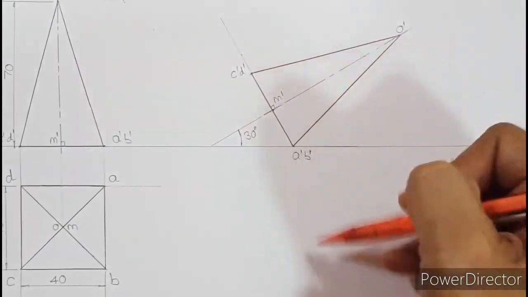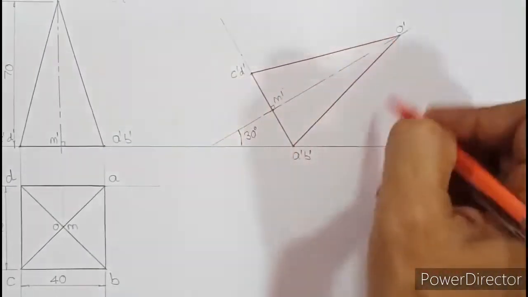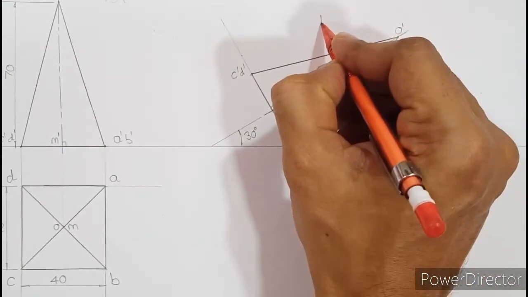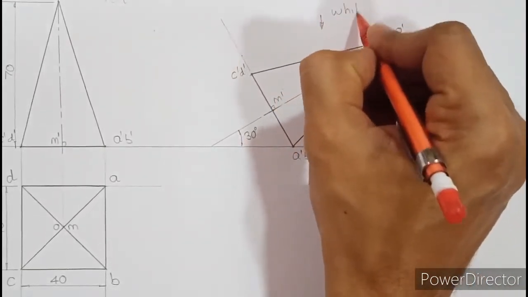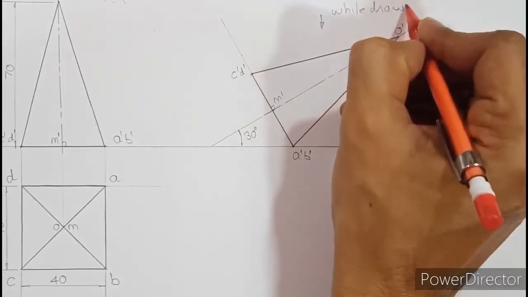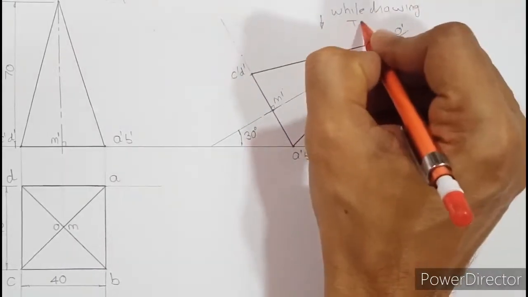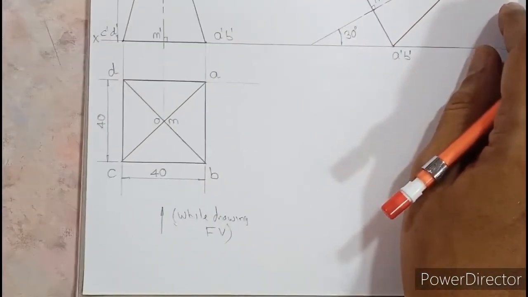We need to draw the top view of this diagram. So once the front view is done, the observer should look from this side. So this arrow mark should be utilized while drawing the top view. In exam you should not write all these things. This is just for our reference. So there are two arrow edges which you should not forget.